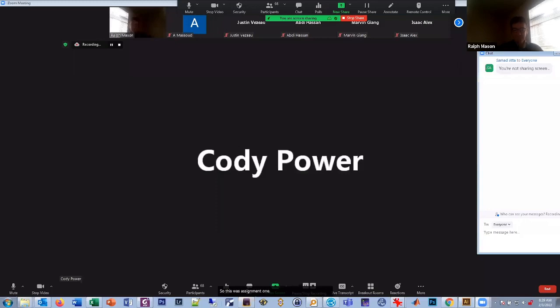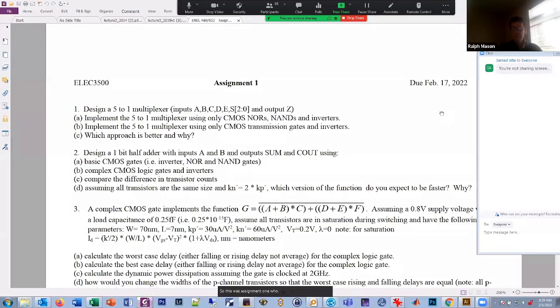Ooh. Definitely don't like this new feature of Zoom.